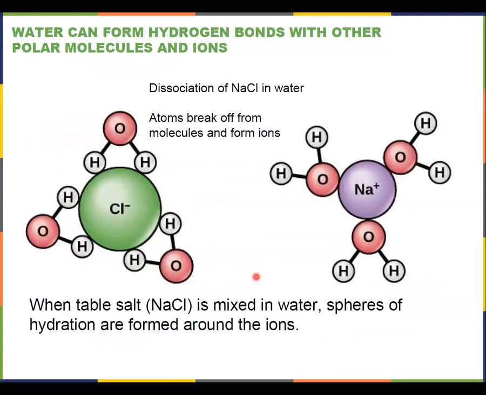Now, water can form hydrogen bonds with other polar molecules. So this is how water dissolves other things. For example, the chloride ion here is a negatively charged ion. This is an anion because it is negatively charged. The hydrogen end of water, which has a positive charge, gets attracted to this negative charge. And this is how it dissolves the chloride and the sodium here. The oxygen end is attracted to the sodium. Okay.